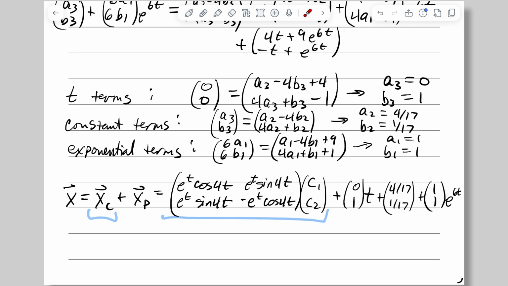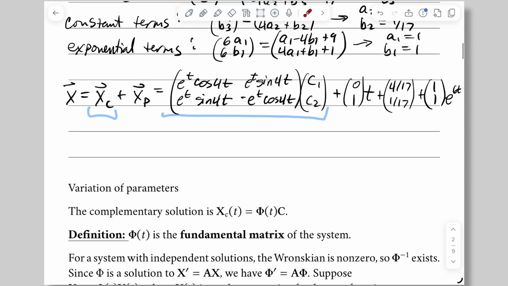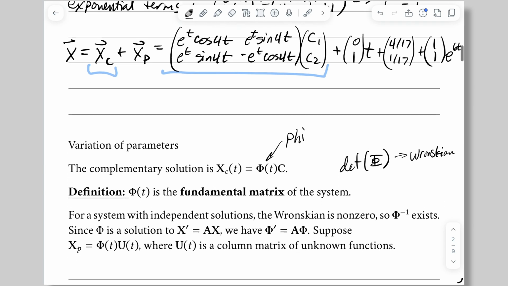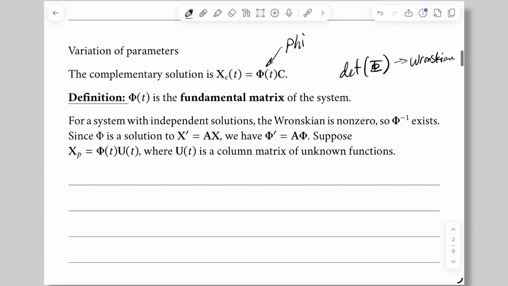vector of constants. The matrix of solutions is denoted using an uppercase Greek letter phi, and we can represent the column of constants using the vector c. So the complementary solution has the form x sub c of t is equal to phi of t times c. Now that phi is called the fundamental matrix of the system, and the determinant of phi is what we call the Wronskian. The Wronskian's a little bit different when we're working with systems than what we saw before.